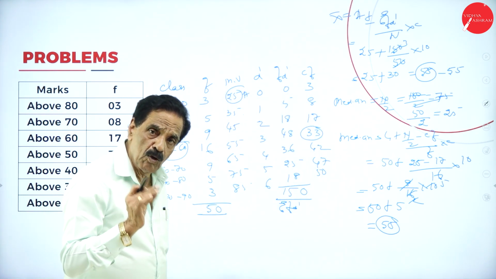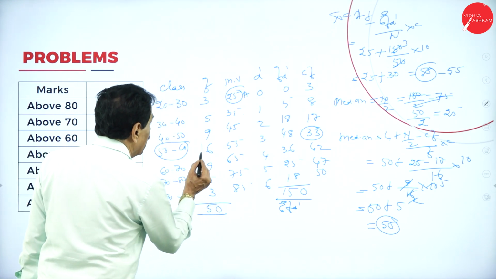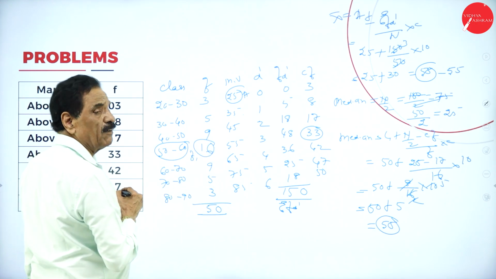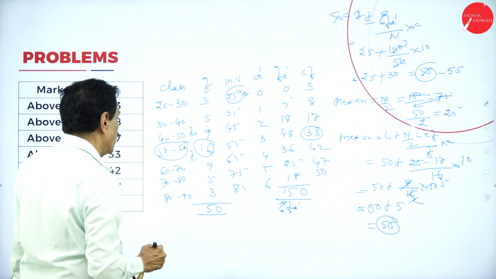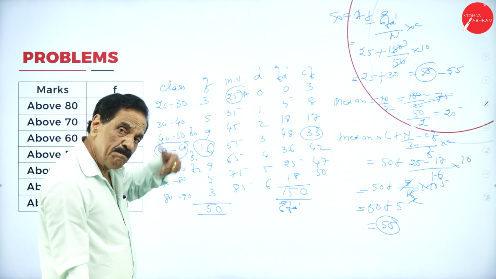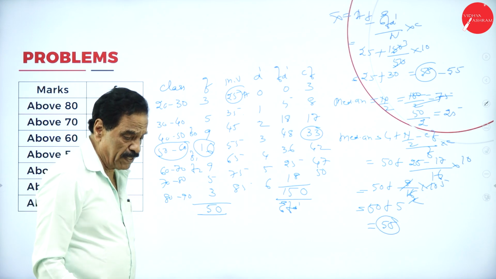Then we'll go to mode. Mode lies in the highest frequency. Which is your highest frequency? 16. This is your F1. Behind it, 9 is F0. F2 is also 9. Highest is 16, behind is also 9, forward also 9. Your class interval is 50 to 60.